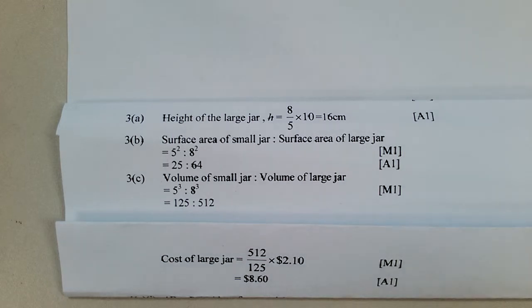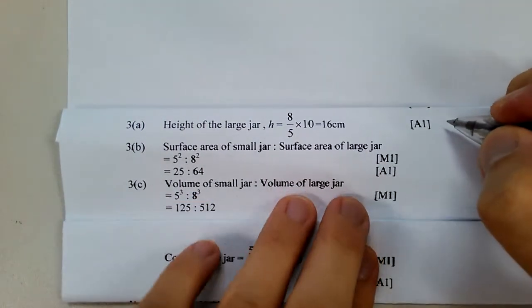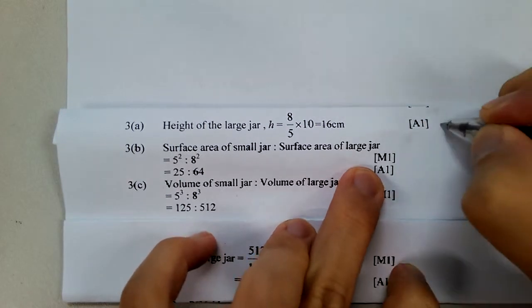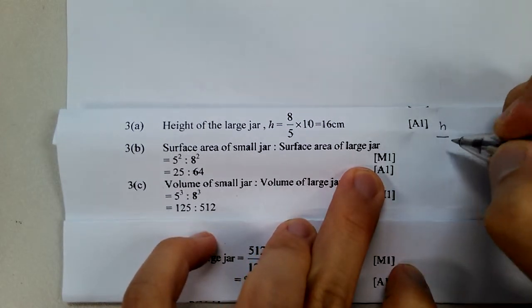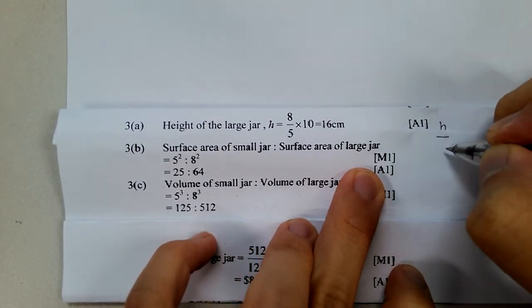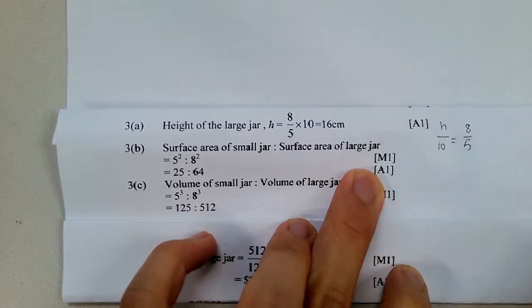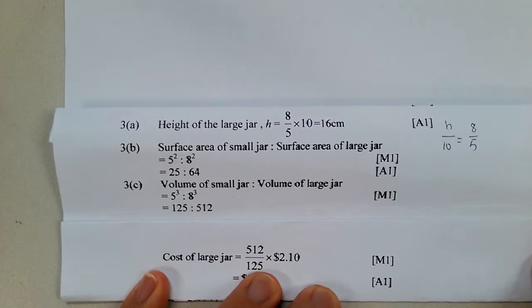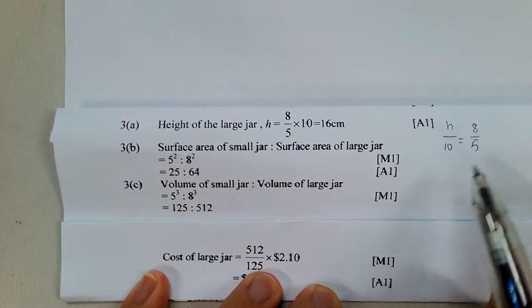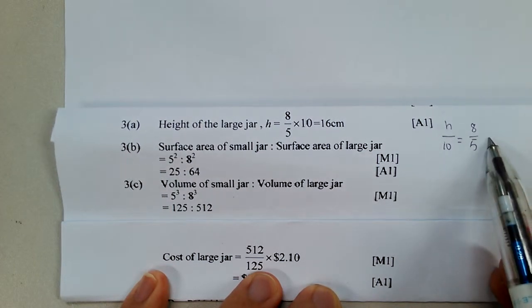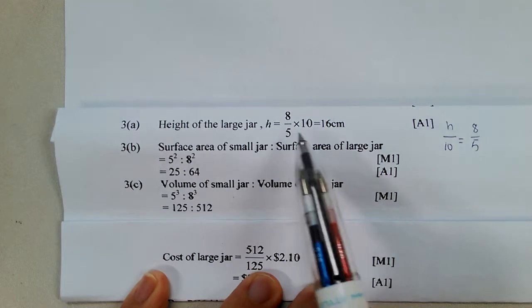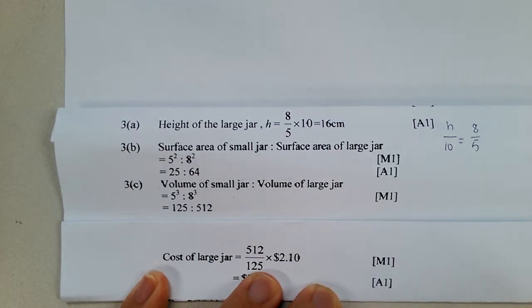Okay, now we have here the height of the jar. Our small jar is 10 cm. So what we do is this. If you notice, the big jar, actually what we can do here, we can write it out for you. H over 10 is equal to 8 over 5. We are comparing the ratio of lengths. So simply H is equal to 8 over 5 multiplied by 10 on both sides. You get the working here. 8 over 5 times 10 is 16 cm.